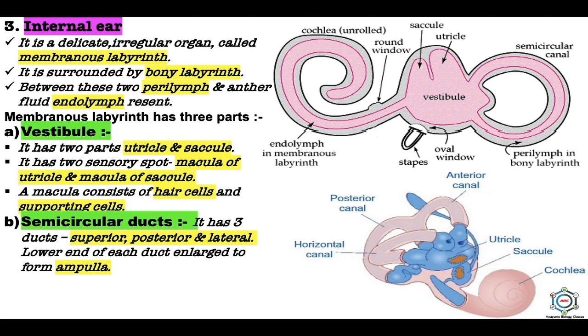Then semicircular ducts. It has three ducts, superior, posterior, and lateral. In the picture this is the anterior, posterior, and horizontal. Horizontal is also known as lateral, and the lower end of each duct is enlarged to form ampulla.